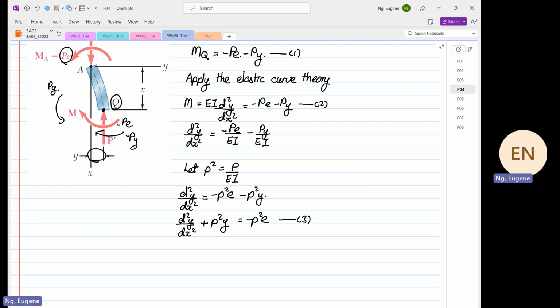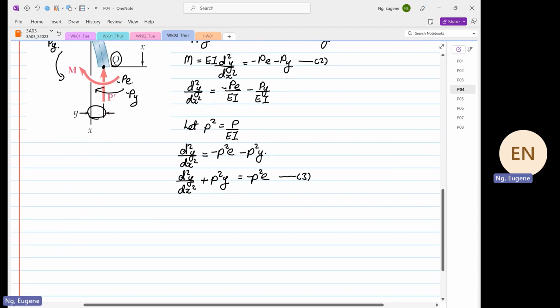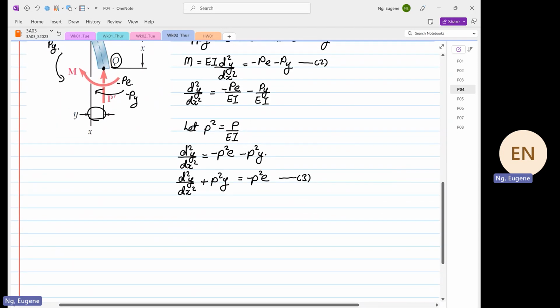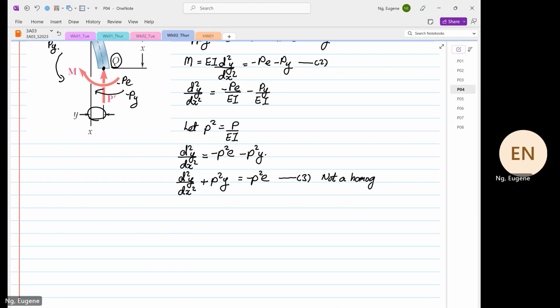I'm not going to go through how to solve a second order differential equation. But this is different. Why? Because now equation number 3 is not a homogeneous equation, since the right side is not equal to 0, it is minus p squared E. We know that it's going to have complex conjugate roots.